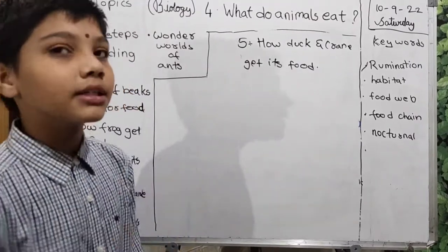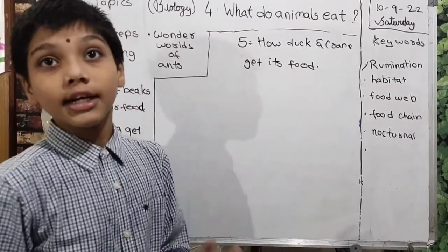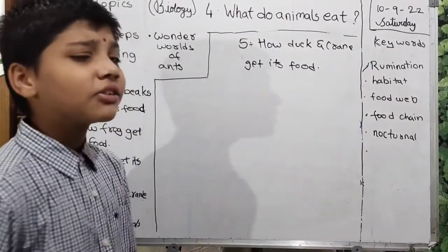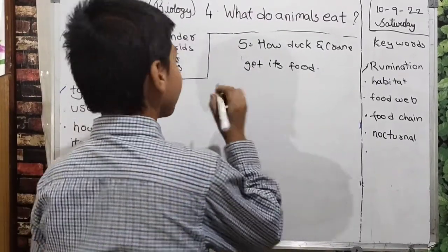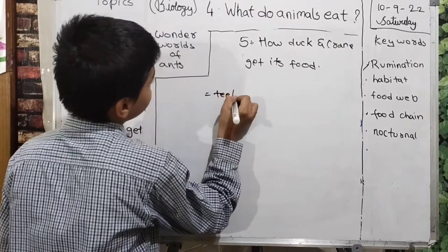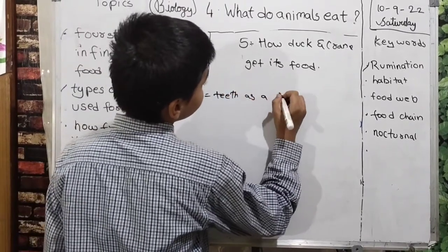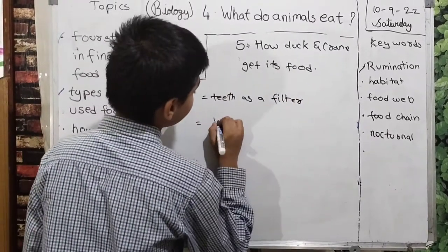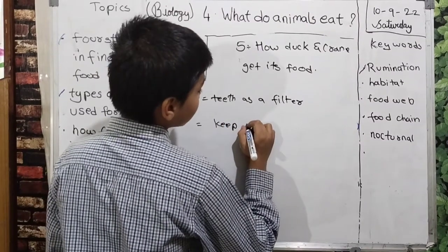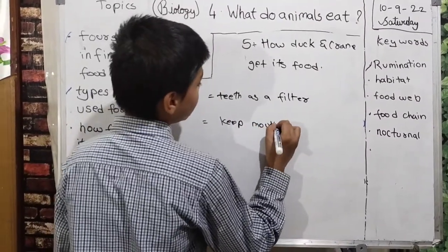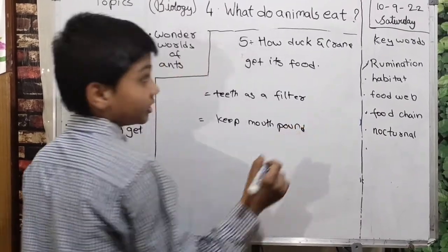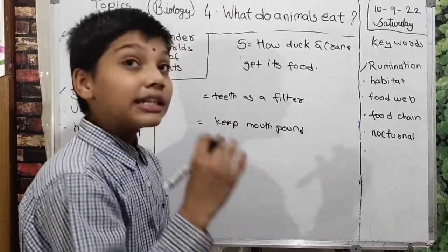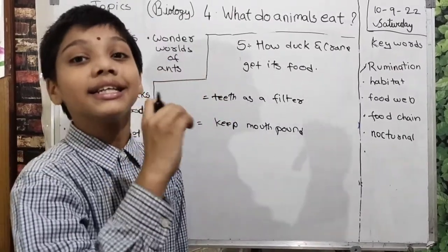So you know, duck has teeth. Maximum 99% of people will say no, duck does not have teeth, but duck has teeth, but we can't see them. The duck uses its teeth as a filter. When it keeps its mouth in a pond, the teeth will act as a filter and it collects only the food present in the pond.